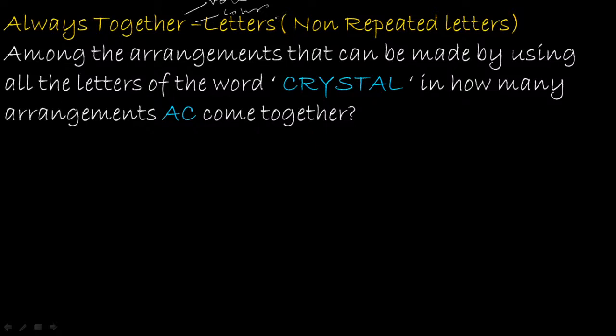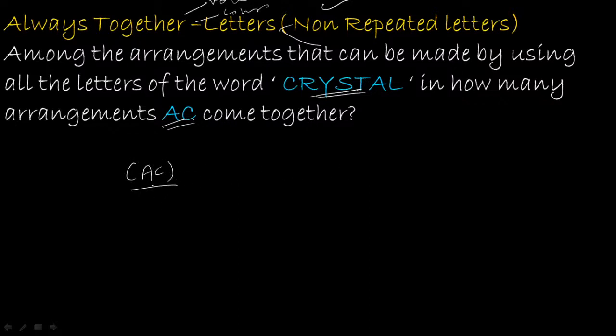Under this category too, we have 2 cases: non-repeated letters and repeated letters. First we have to take non-repeated letters. Among the arrangements that can be made by using all the letters of the word crystal, in how many arrangements do A and C come together? Look at the word crystal. If you take AC, either you have to take it at the beginning or at the end, that is your choice. Here I have to take it at the beginning.